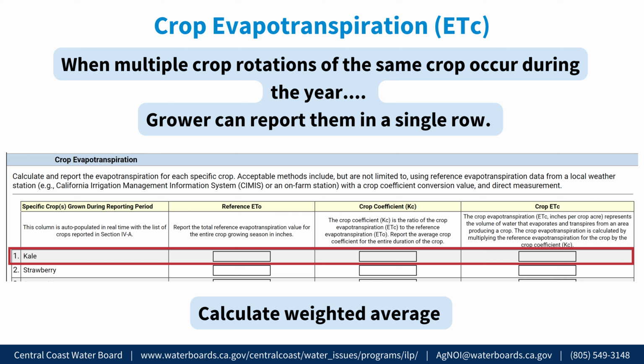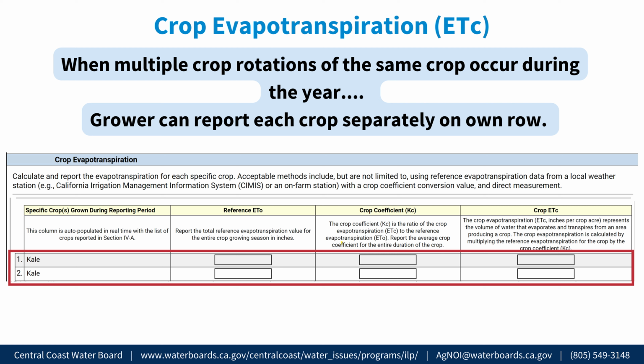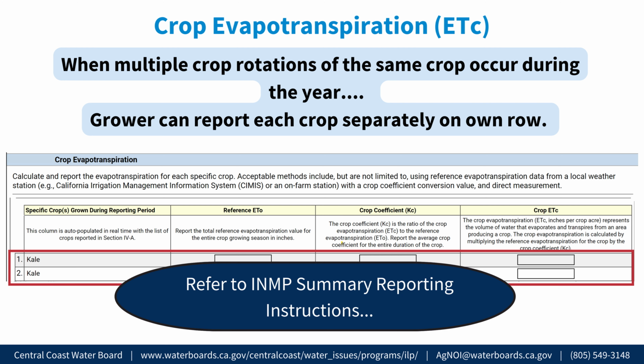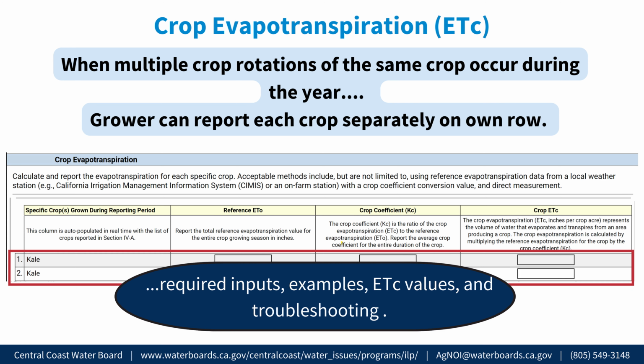In this case, the grower must calculate the weighted average reference evapotranspiration from all months when the crop rotations occurred. Conversely, the grower has the option to report each crop separately on its own row. Refer to the INMP Summary Report instructions for details on which inputs are required, an example on how to correctly calculate the weighted average monthly reference evapotranspiration, the ETC value for each specific crop, and to troubleshoot potential errors.